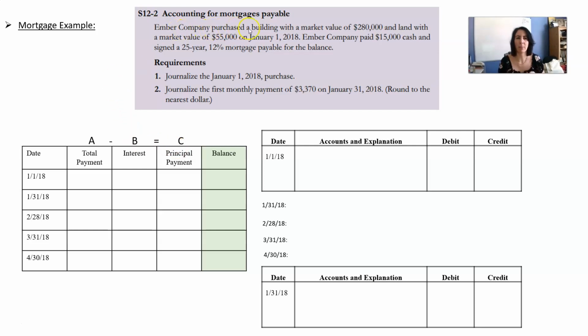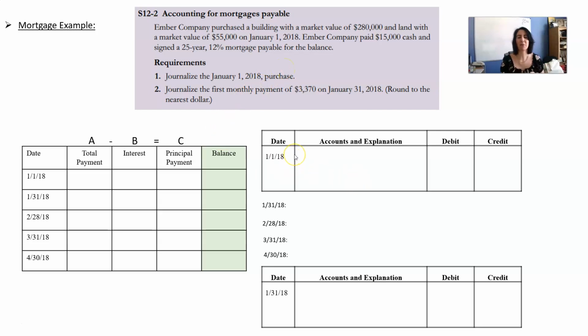All right, Ember Company purchased a building, market value of $280,000, and land, market value of $55,000. On January 1st, 2018, Ember Company paid $15,000 cash and signed a 25-year, 12% mortgage payable for the balance. For the record, 12% is crazy for a number, but we're going to go with it.